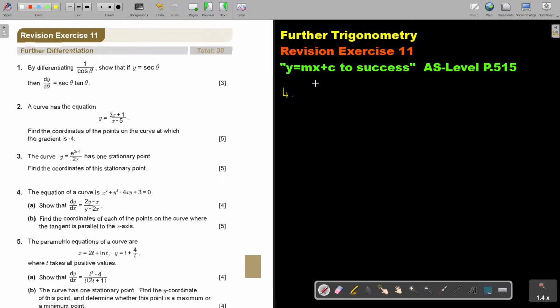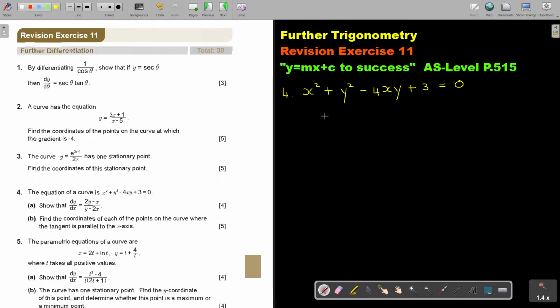The equation of the curve is x squared plus y squared minus 4xy plus 3 is equal to 0. Now, I say show that, so it's differentiation. But if I look at it, I see the x and the y's are mixed. So this is implicit differentiation. If you cannot recall, first go back and you will find implicit differentiation. It starts on page 595.